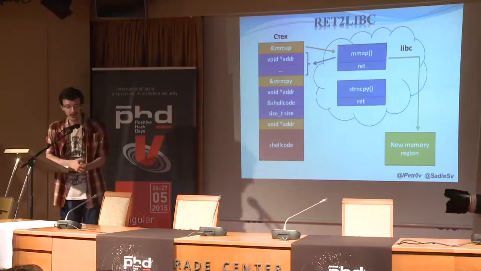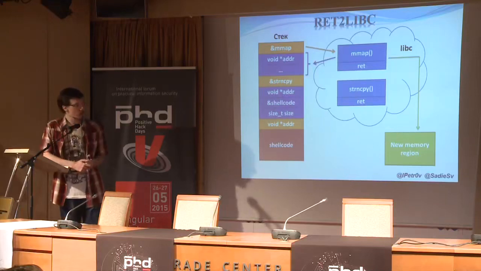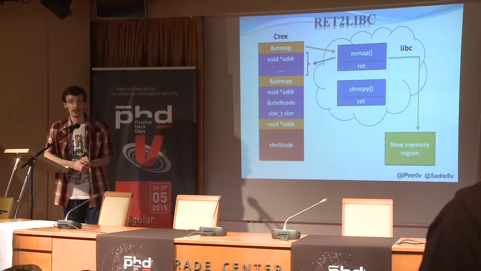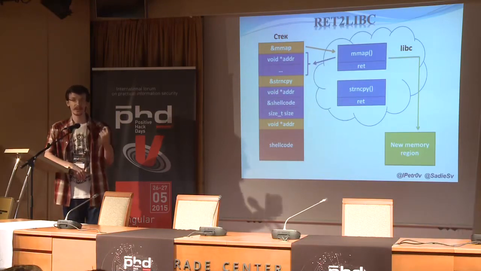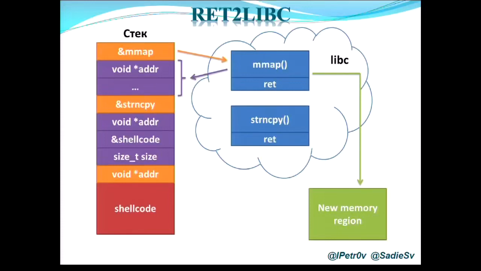The next dynamic sign is the availability of a return-to-library attack. As we've said previously, the return-to-library attack is an attack during which a return address is recorded not as the shellcode address but as the address of a certain library function, with the help of which the attacker wants to get around the memory protection.